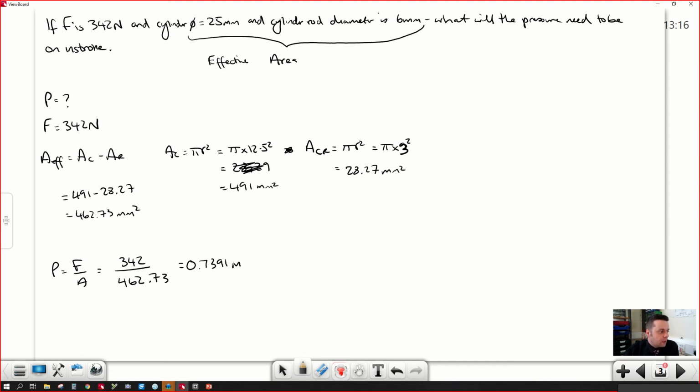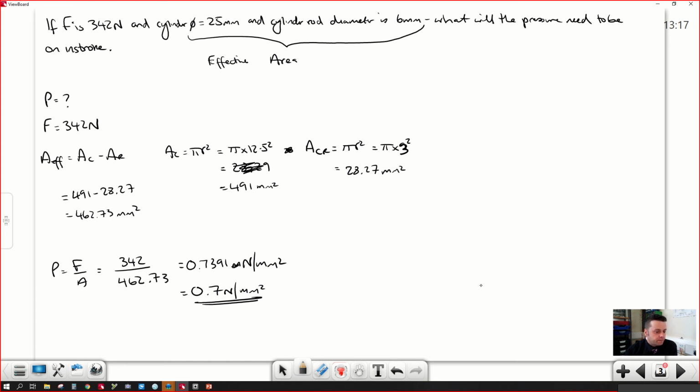0.7391 newtons per millimeter squared, and then we would need to round it to the correct number, so that's 3 significant figures, 2 significant figures, 1 significant figure, so we're rounding it to 1 significant figure, 0.7 newtons per millimeter squared. It's quite a high pressure, 7 times atmospheric pressure. So that's the process you'd have to do if it was a double acting cylinder on in-stroke, working out effective area.